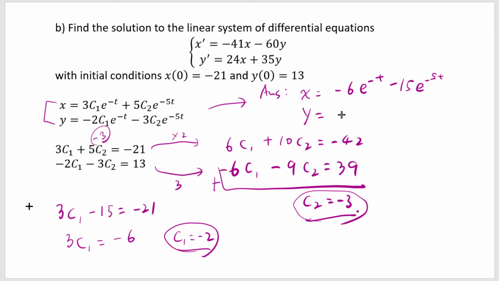And y would be positive 4, c1 is negative 2, we already plugged in. And then negative 3 plugged in here, negative 3 times negative 3 will be positive 9. And that's it.